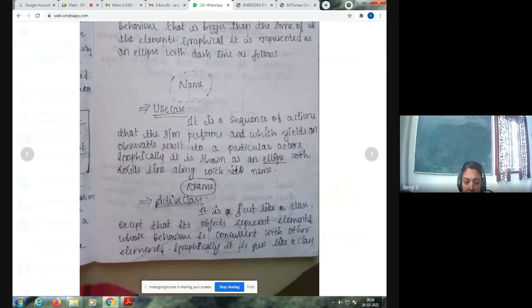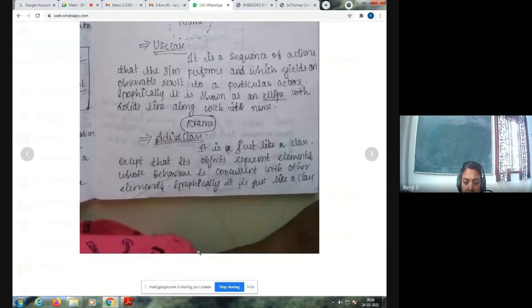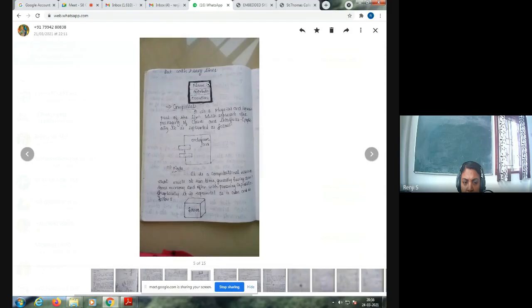Graphically, it is just like a class but with solid borders, as shown like this. The class is represented as a rectangle with three compartments. Here, the active class is also a rectangle with three compartments, but solid lines are used to show active classes.